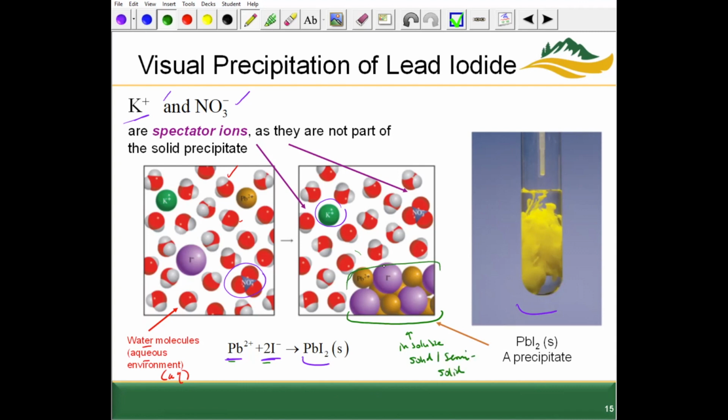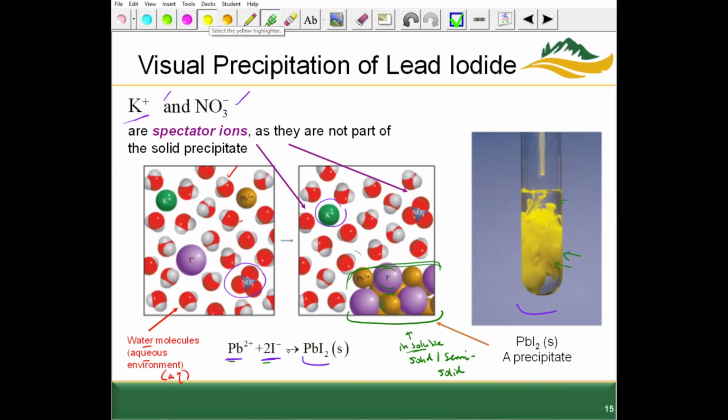So here this insoluble precipitate forms. It's a solid, so its atoms are closer together. And that's why it's insoluble now, and that's also why we can now see it visually. So it's no longer floating around in aqueous solution. Those ions come together to form this semi-solid precipitate that we can actually visualize now.